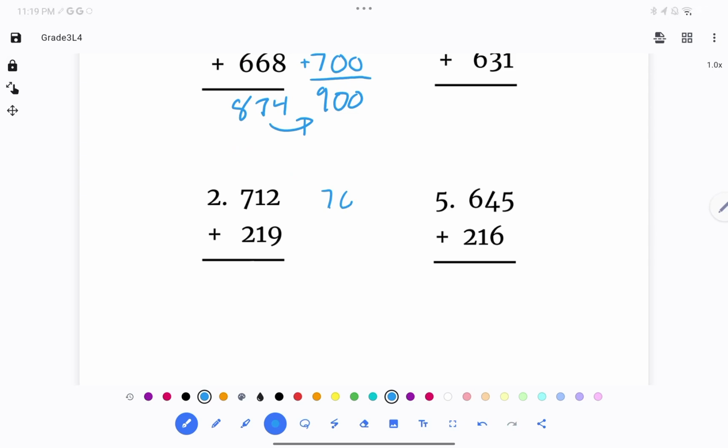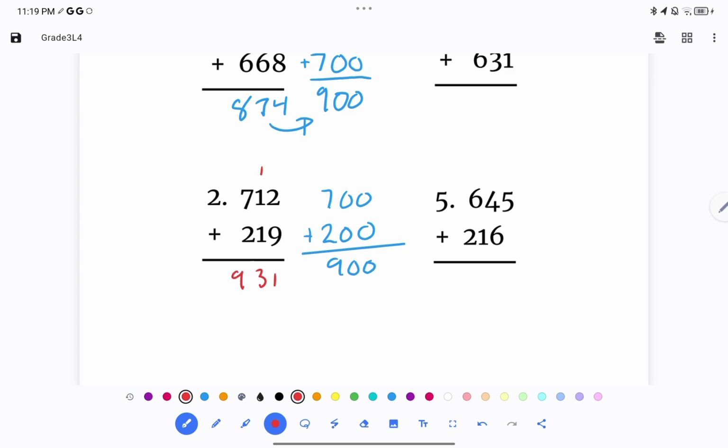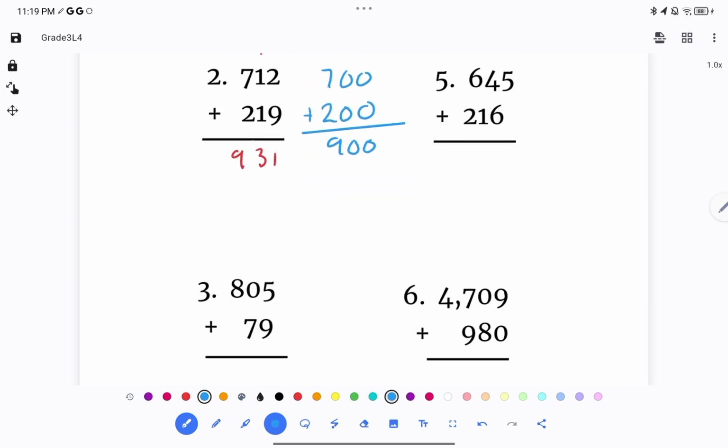712 is closer to 700, and 219 is closer to 200 than it is to 300. We add those together, we get 900. Just double check really quickly. Let's add this. You don't have to do this, but I just want to double check my own work. 931 is close to 900, so that seems about right.